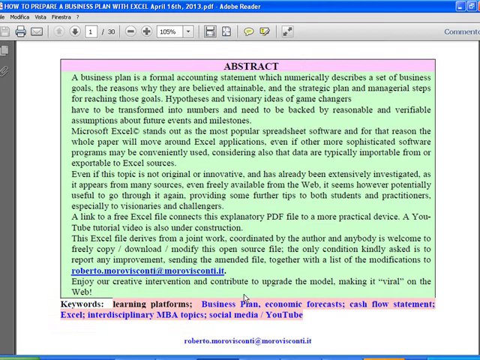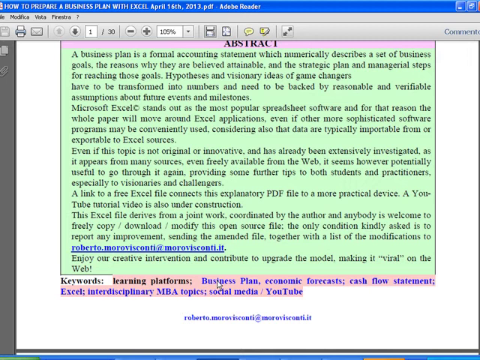There are several keywords for this paper. Learning platforms, we're going to talk about business plan and economic forecast, cash flow statement, Excel, which is our spreadsheet, interdisciplinary MBA topics, social media like YouTube, the one we are using now.